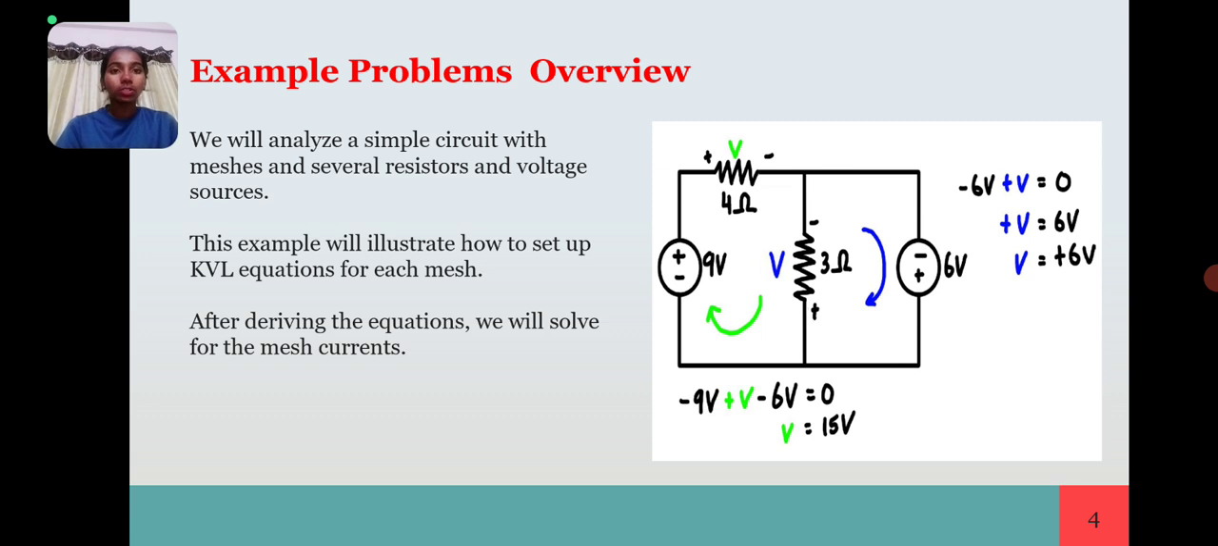Now let's look into the example problems overview. We will analyze a simple circuit with meshes and several resistors and voltage sources. Before solving the problem, we'll have a glance at what we are going to solve. First we'll analyze the circuit and divide it into meshes, that is identification of meshes. This example will illustrate how to set up KVL equations for each mesh, and after deriving the equations, we will solve for the mesh currents.